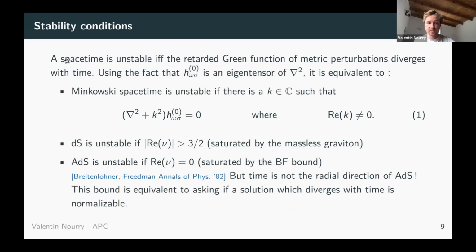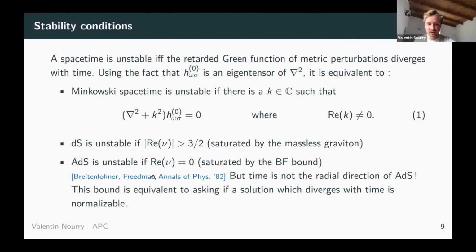So what is an instability? A spacetime is unstable if and only if the retarded green function of the metric perturbation diverges with time. So using the fact that we have decomposed our metric perturbations into eigentensors of the Laplacian, it's equivalent to say that Minkowski spacetime, for instance, is unstable if the mode k in the complex plane is such that the imaginary part of k is different from 0. So it will mean that the retarded green function will be diverging with time. And you can see that because there will be a complex frequency. So like the imaginary part of a frequency will make the wave blow up with time.